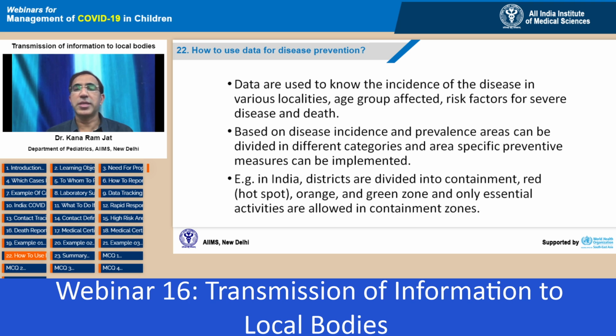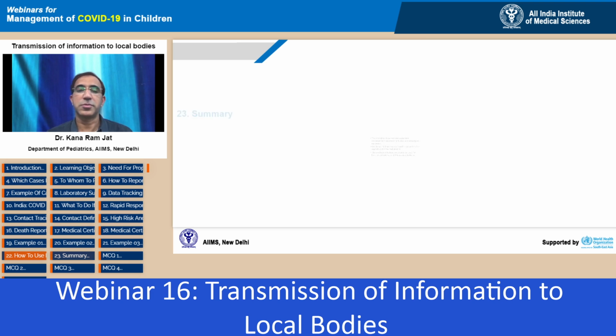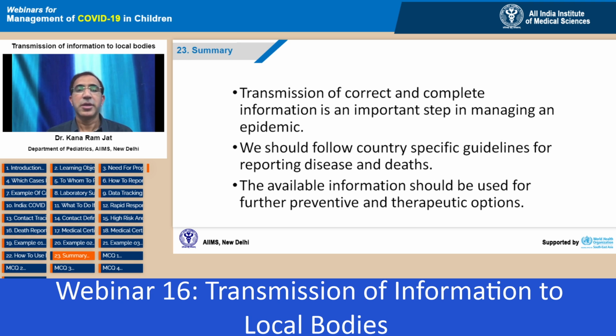Data are used to know the incidence of the disease in various localities, age groups affected, and risk factors for severe disease and death. Based on disease incidence and prevalence, areas can be divided into different categories and area-specific preventive measures can be implemented. For example, in India, districts are divided into containment, red, orange, and green zones, and only essential activities are allowed in containment zones. To summarize, transmission of correct and complete information is an important step in managing an epidemic.